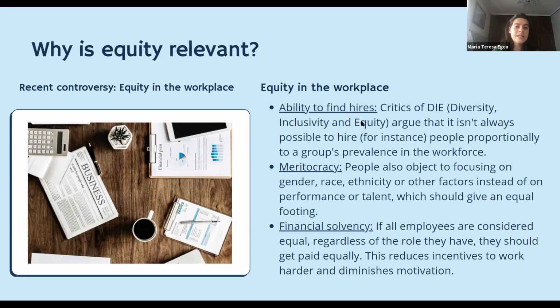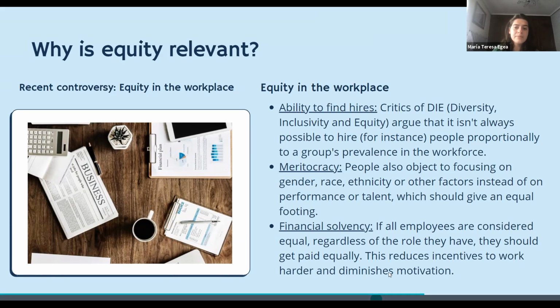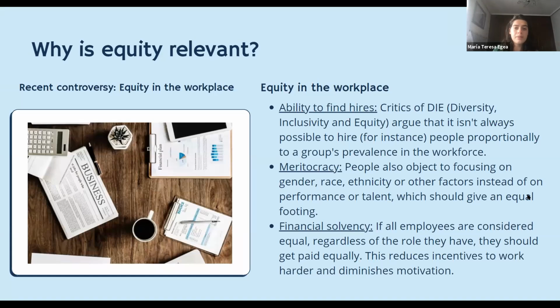Firstly, it's the question of the ability to find hires. Critics of DI, which means diversity, inclusivity, and equity, argue that it's not always possible to hire people proportionally to a group's prevalence in the workplace, as ethnicity or gender are not factors which determine a person's interest or aptitude in any given activity. Secondly, we have the consideration of the meritocracy.